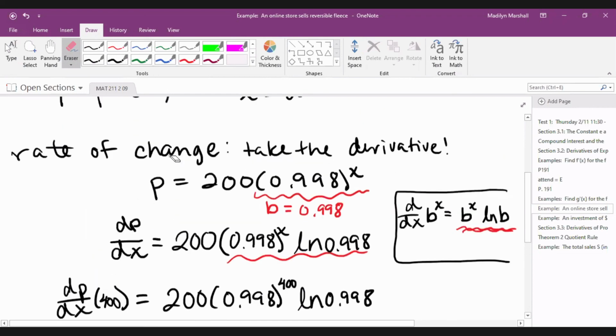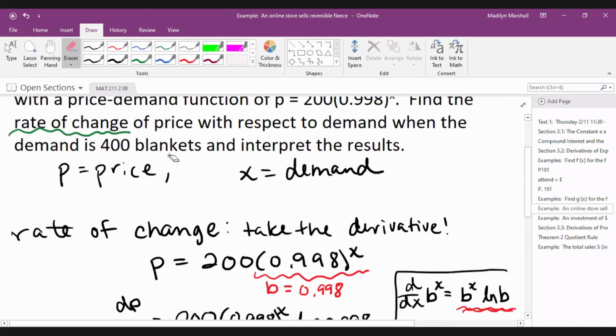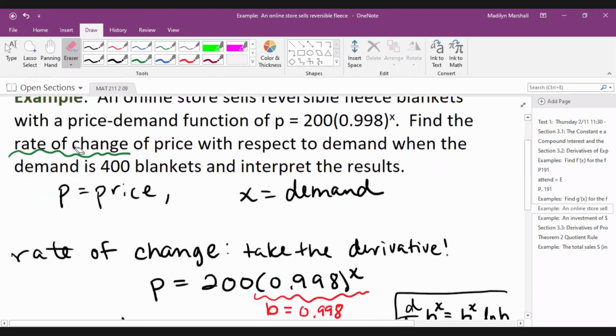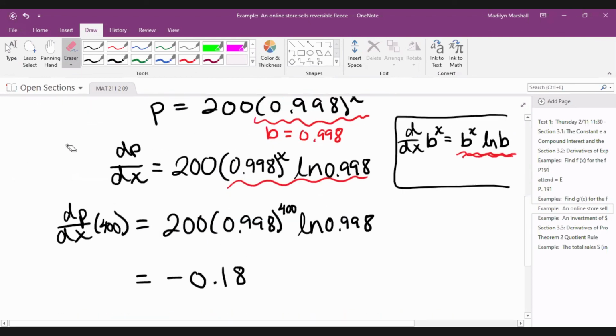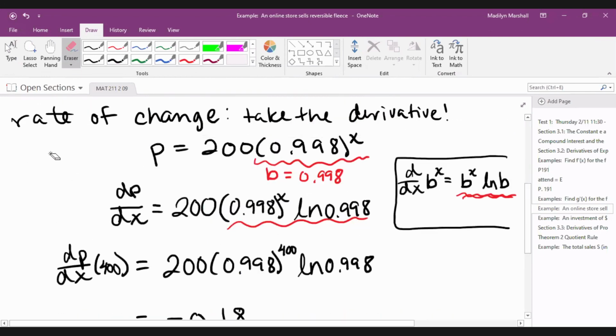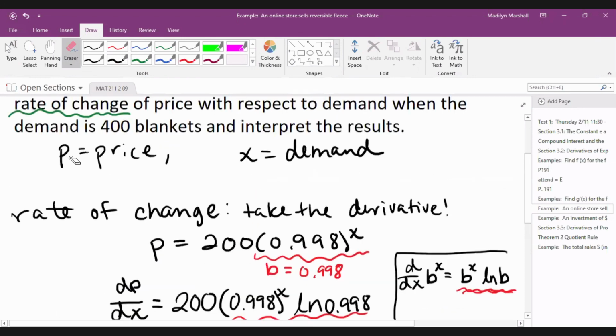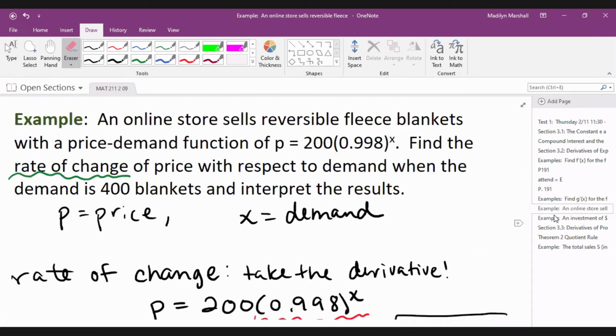I think this is just a bad example. I took this example from the book, but it's not giving a very good real world function, I don't think. It's a good example for finding the derivative of an exponential function, but it's not a great real world example of what might actually happen.